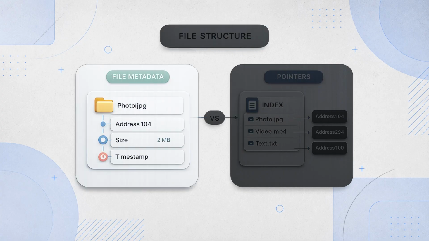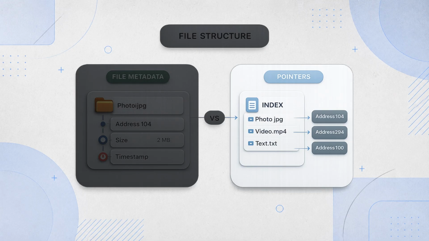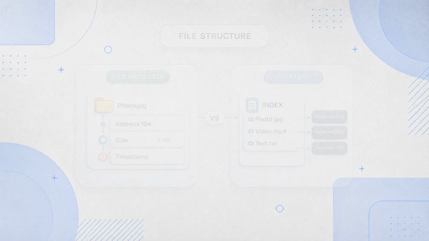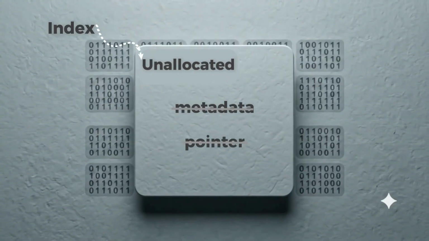The metadata is like the file name, the date the file was created, the file size, and the permissions given to the file, while the pointers are the exact physical memory addresses where the file's binary pieces live. Example, block 105 to block 112. Deleting a file removes the metadata and pointers of that file, so the operating system marks that address as unallocated.